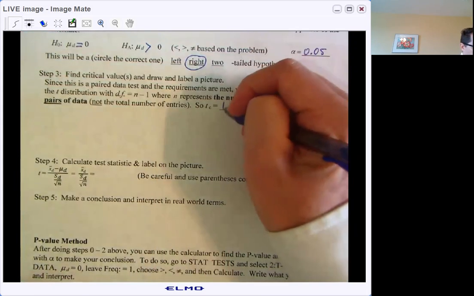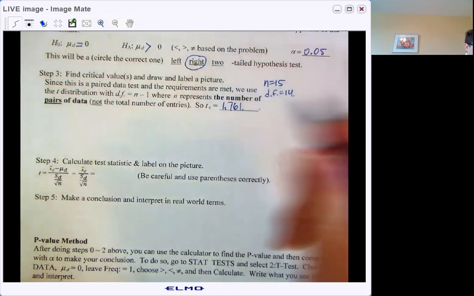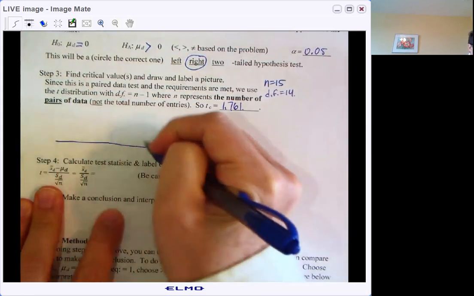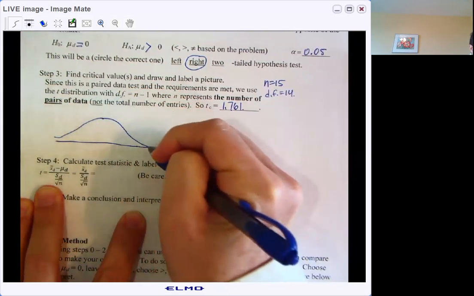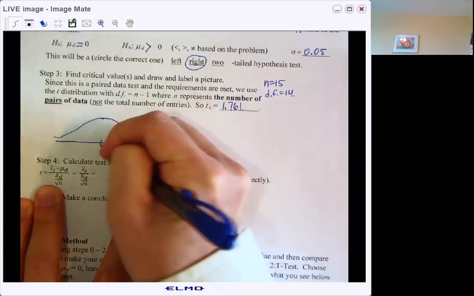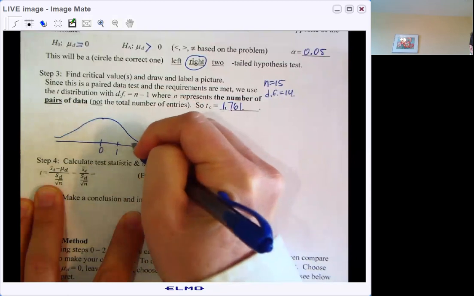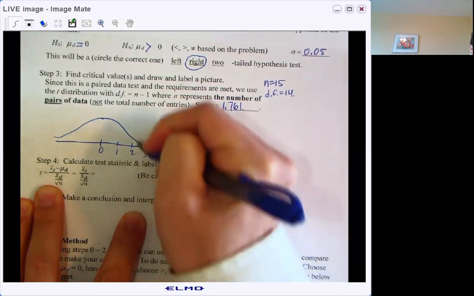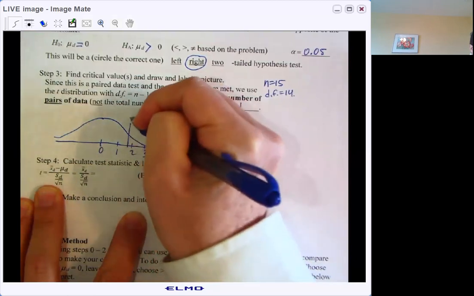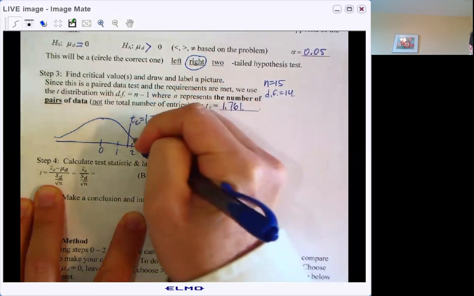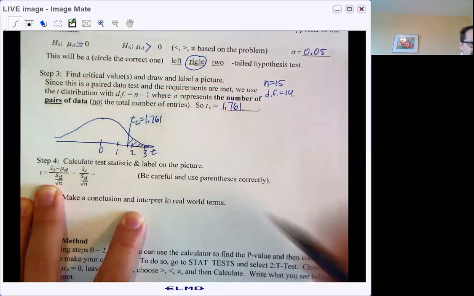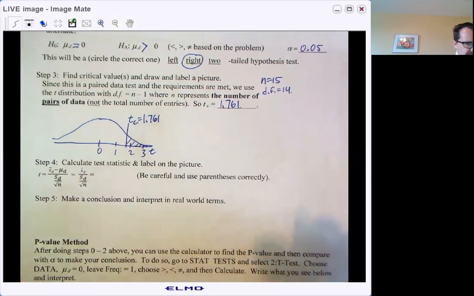So 1.761. Let's go ahead and draw our picture here of our T distribution, which looks sort of like the Z distribution. It's just shorter and squattier. So our critical value, T sub C, would be 1.761. And that would give me 5% of the area to the right. Now, we need to find the test statistic.